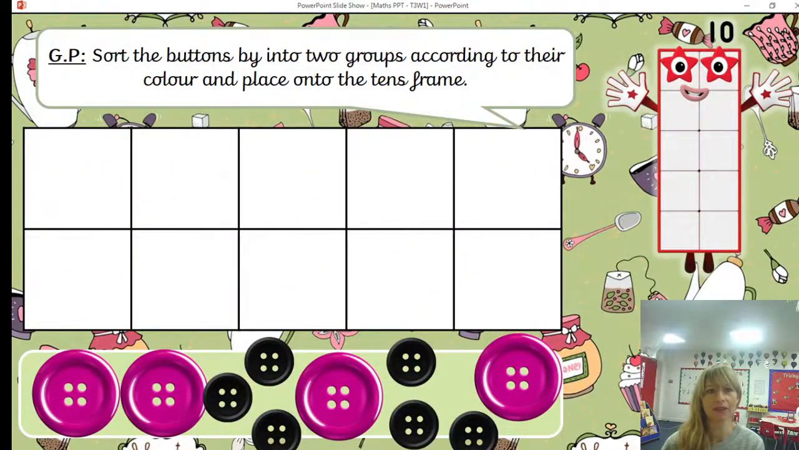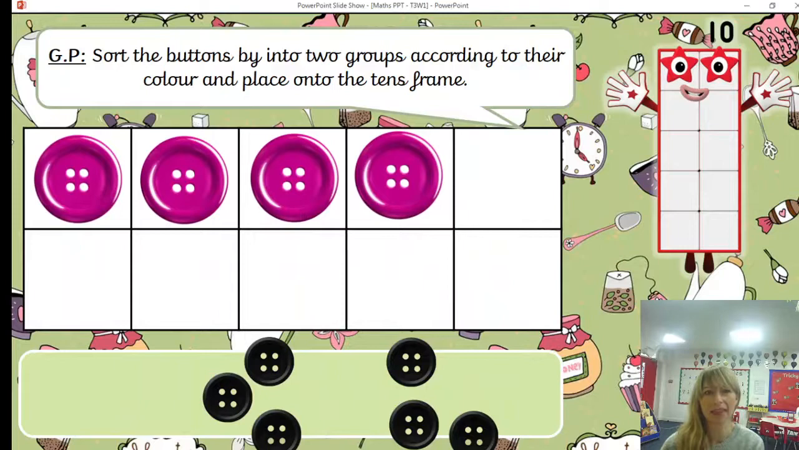Okay, looking at our 10 frame here, we're going to sort the buttons into two groups according to their colour and then place them onto the tens frame. So first I'm going to slide across my pink buttons and then I'm going to count them. So I have 1, 2, 3, 4. Now I hope that most of you could already see that there were 4 there without having to count them, or you might have thought, I know that the top row of my 10 frame is 5 and 1 less than 5 is 4. Fantastic.